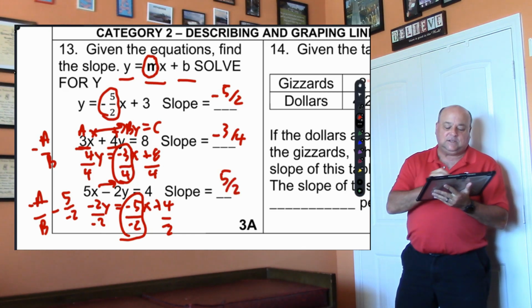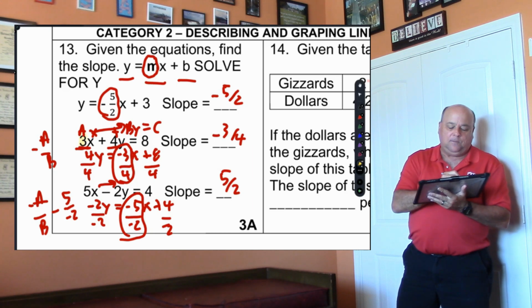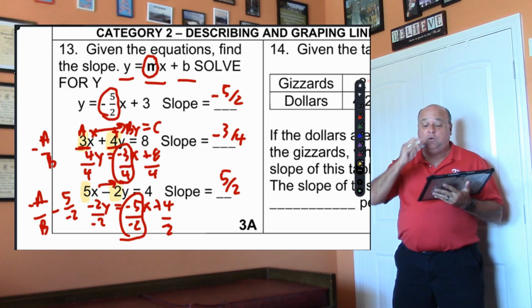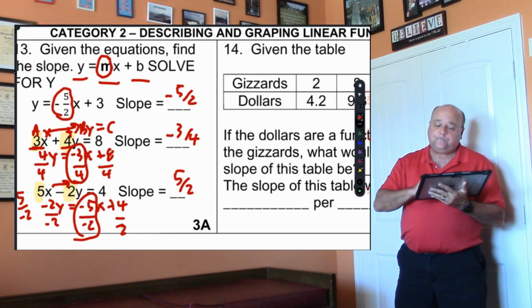You will get the hang of this. It's really important though. This number and this number form the slope. Those two numbers give you the slope when it's in standard form.